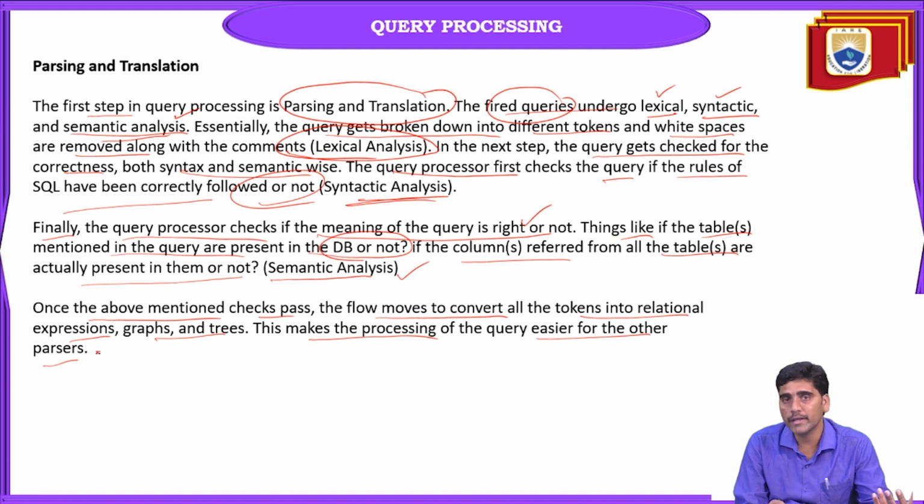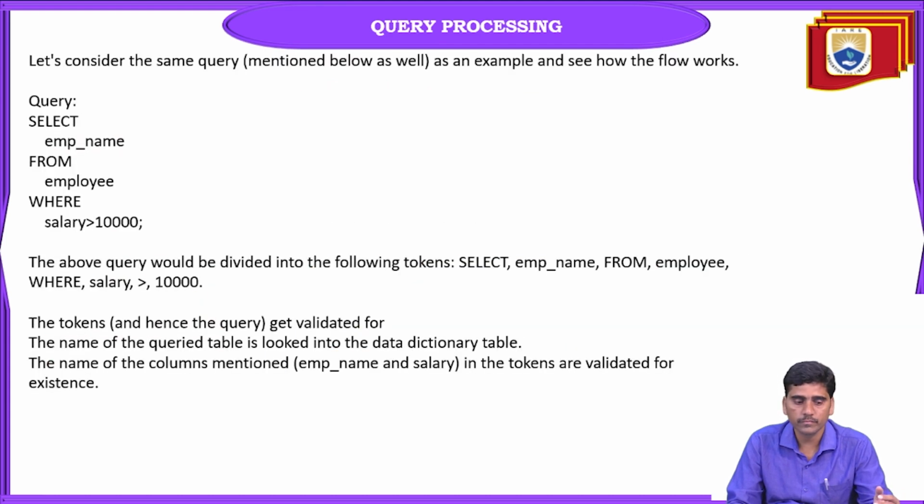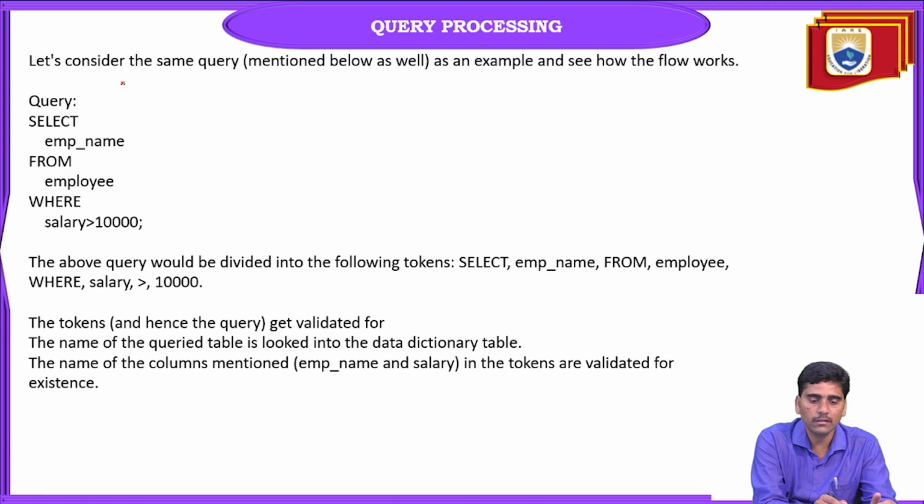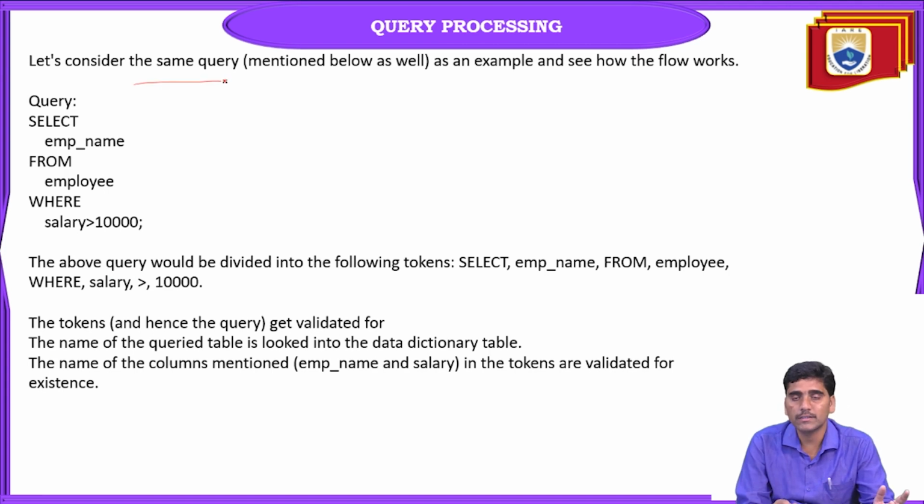So this means applying parsing and translation, lexical analysis, syntax analysis, semantic analysis. All these will happen, converting tokens into relational expressions, graphs and trees, making the processing of the query easier for the other parsers. So let us consider the same query as an example and see how the flow works.